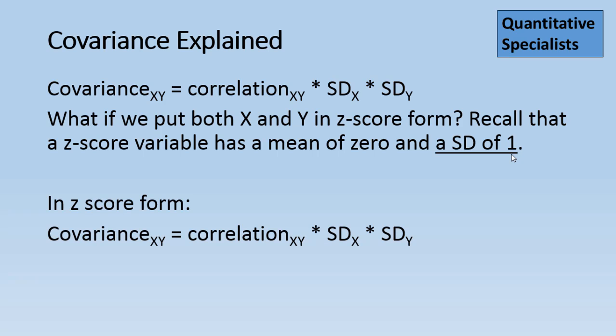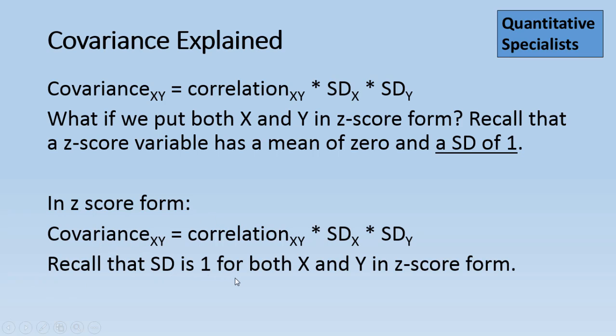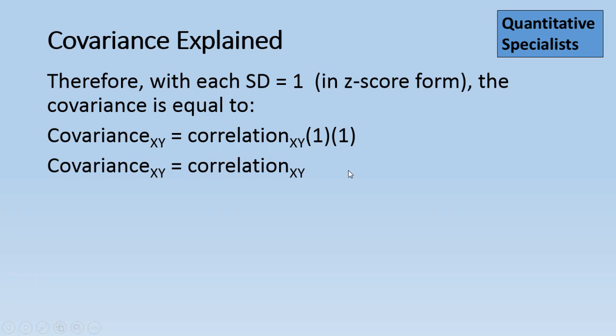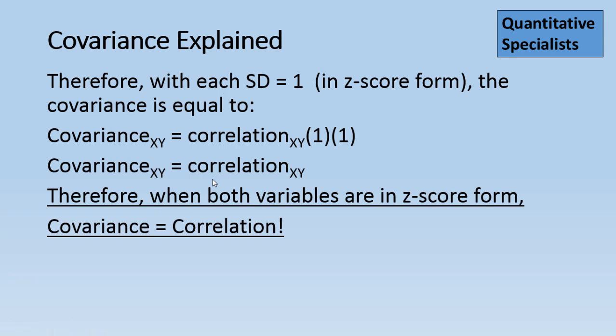So in z-score form, here's our basic covariance formula. Recall that standard deviation is 1 for both x and y in z-score form. So if that's the case, then the covariance is equal to the correlation times 1 times 1. Or, as we saw before, these will just drop off. So in z-score form, the covariance is equal to the correlation. So therefore, when both variables are in z-score form, the covariance equals the correlation.